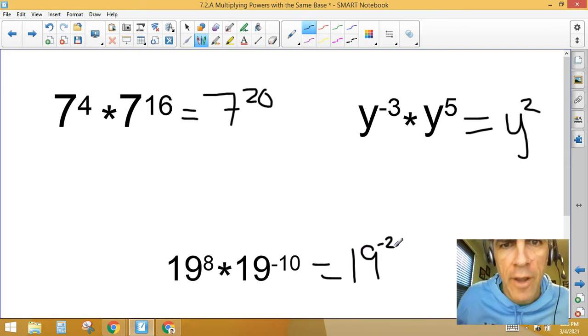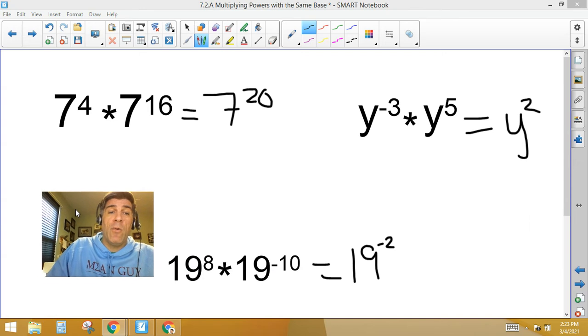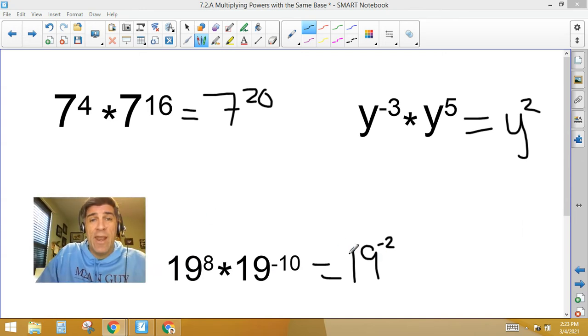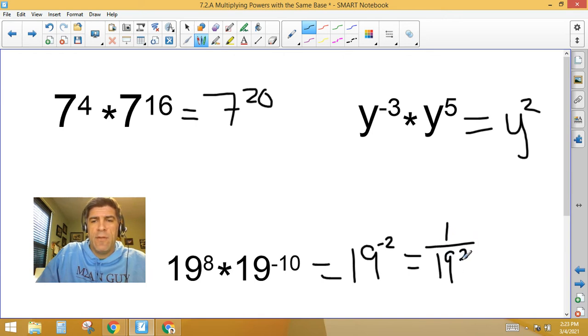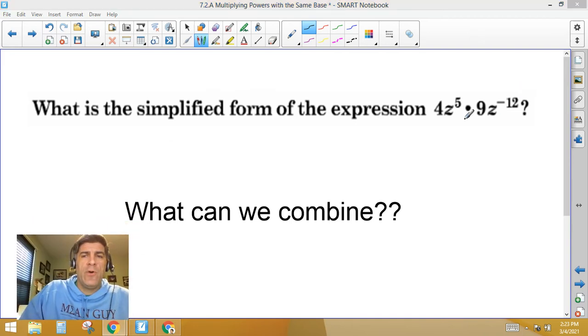But we're not done. Can't forget about what we've learned previously. I can't leave it with a negative exponent. I gotta flip it. And so it's 1 over 19 to the positive 2, 1 over 19 squared.